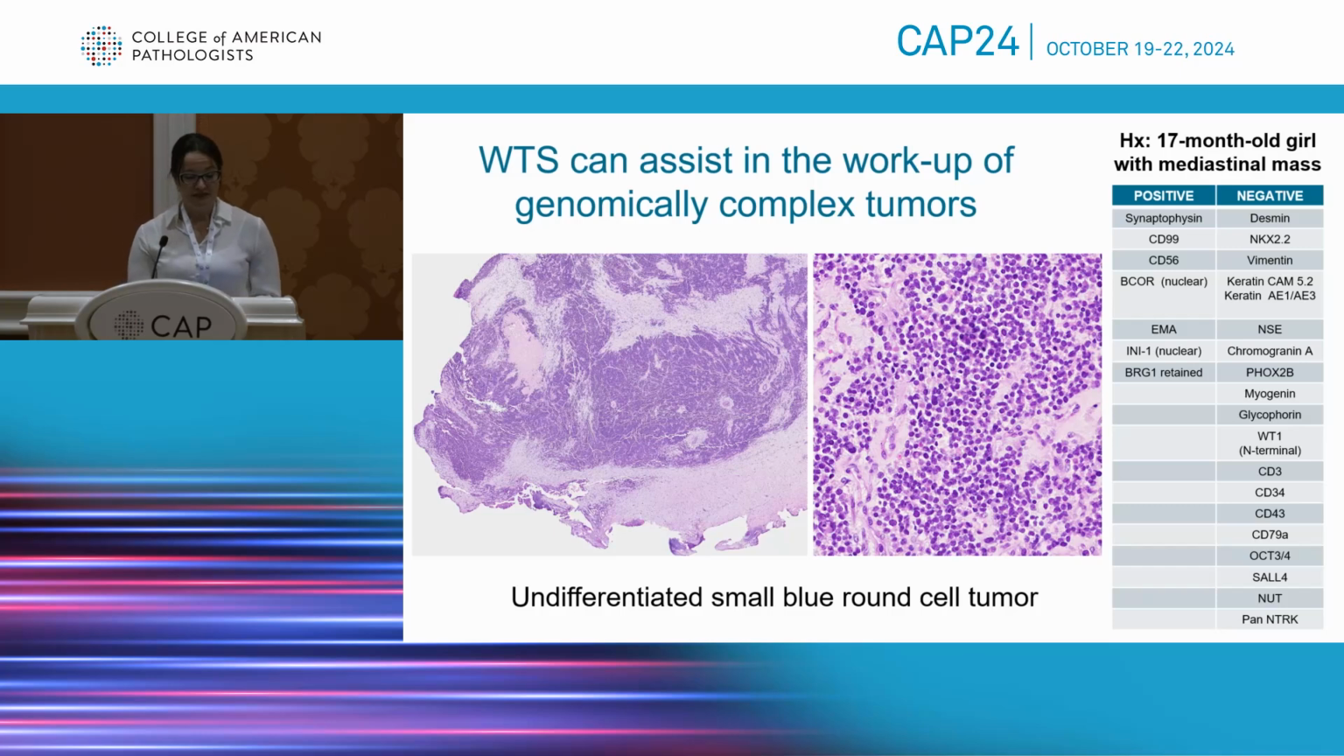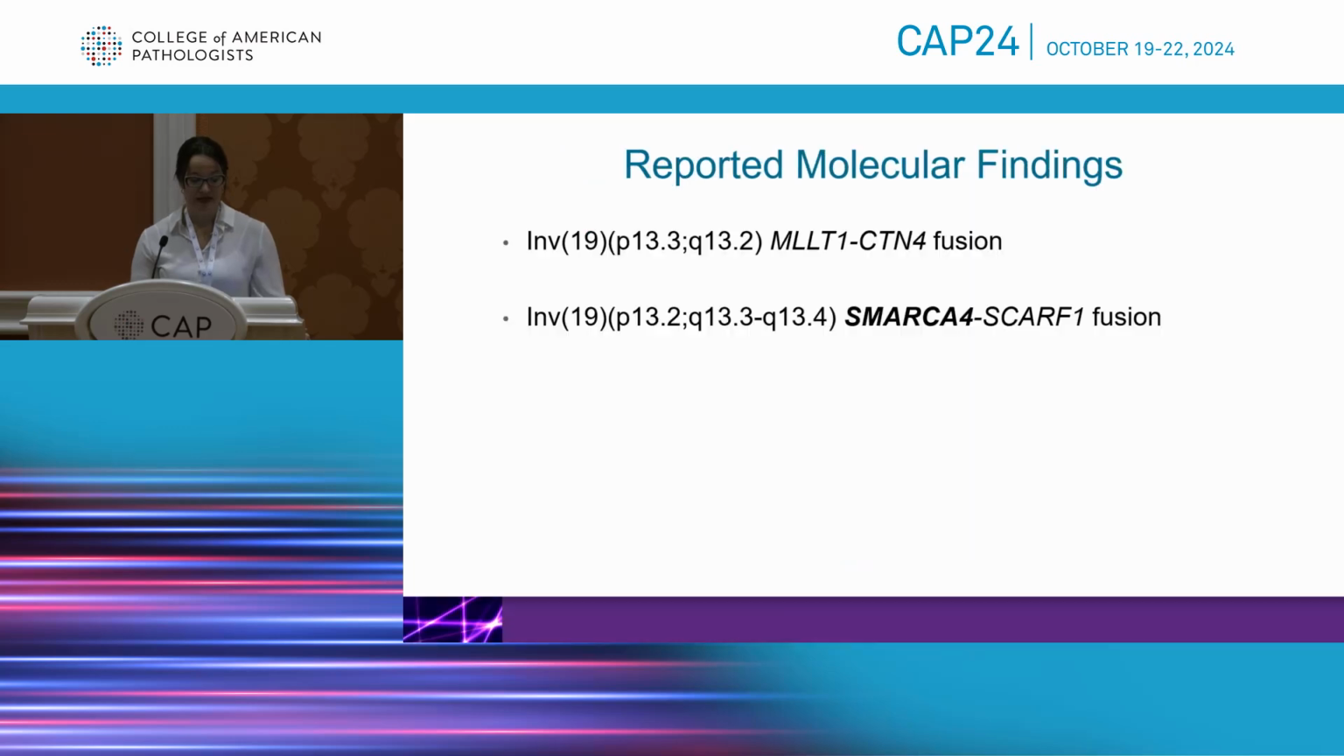Whole transcriptome sequencing is also very helpful to work up tumors that are genomically complex, such as this particular case that was very nonspecific from an immunohistochemical standpoint. And a panel from outside that was done using targeted sequencing detected two fusions, one of which involved SMARCA4, which is associated with rhabdoid tumors. So the oncologists were very concerned, and they wanted to start therapy for rhabdoid tumor.